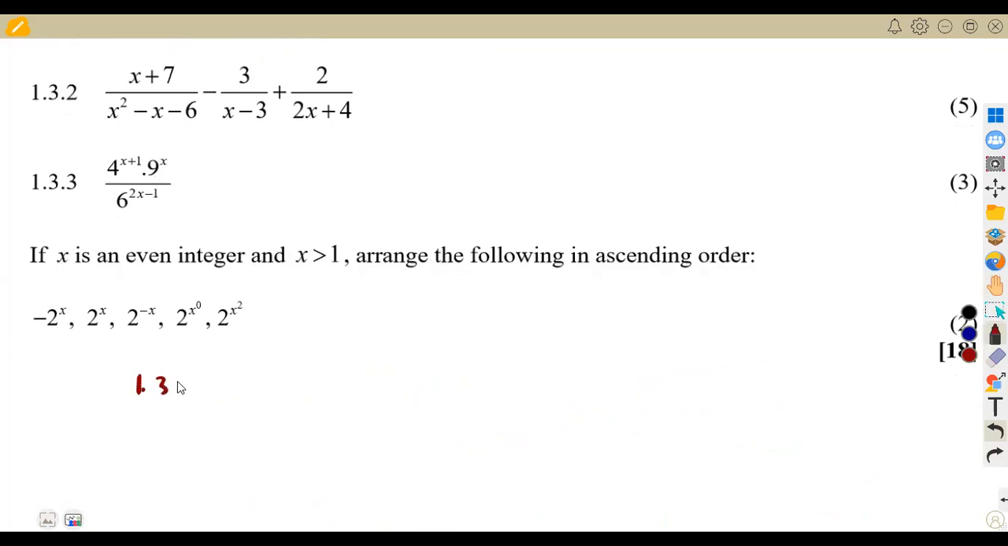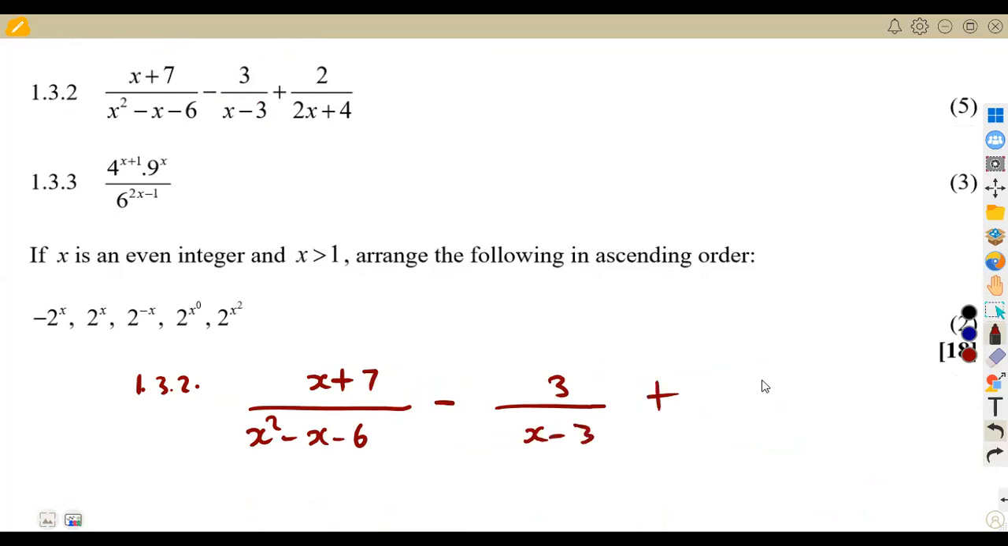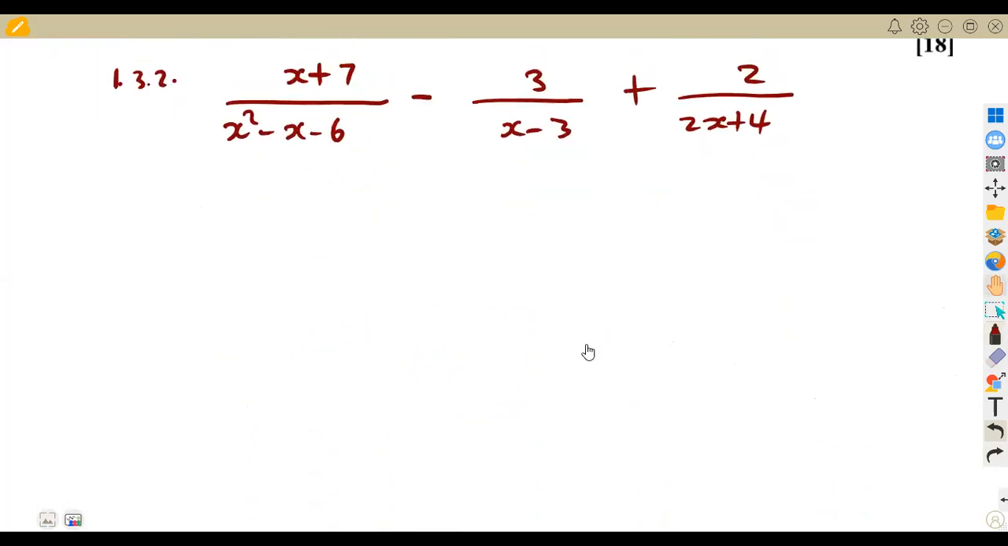All right. On 1.32, it was a simplification of addition and subtraction. So it's a subtraction and addition of fractions where we are given x plus 7 over x squared minus x minus 6 minus 3 over x minus 3 like this plus 2 over 2x plus 4. So this is the expression that we are given to simplify. How do I simplify such type of expressions? That is the question.